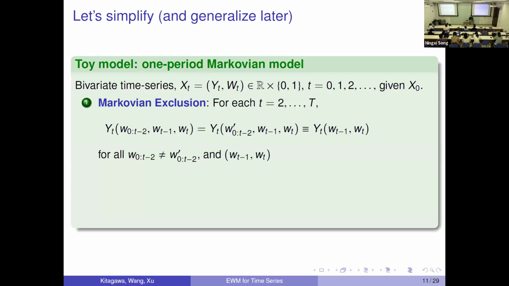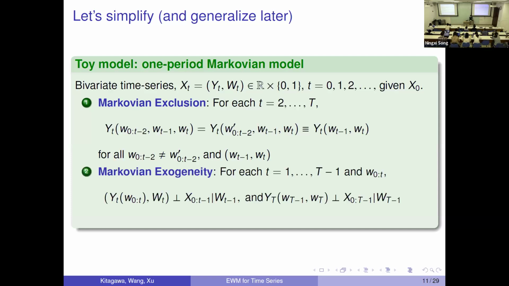Okay. So to show how to achieve the convergence rate of the conditional regret, we want to simplify our framework to a toy model. Here we impose the following two assumptions. The first one is the Markovian exclusion, which basically says that instead of depending on the whole treatment path, our outcome only depends on the current treatment and the treatment in the previous time period. So we do some truncation.